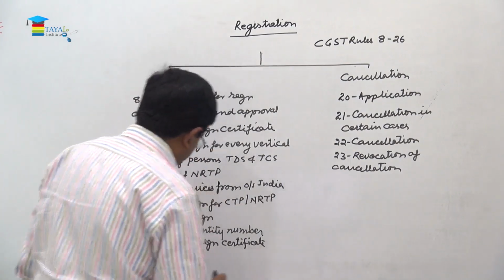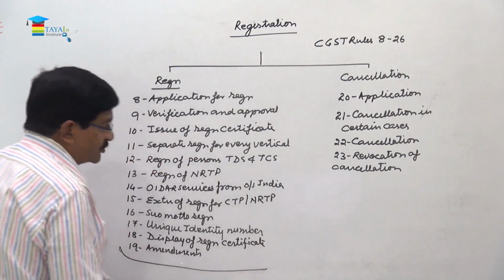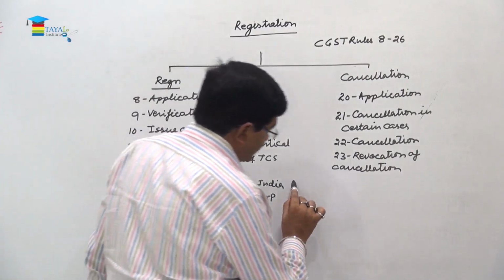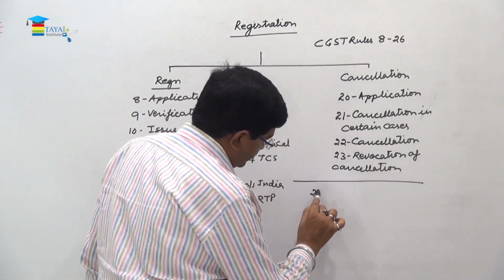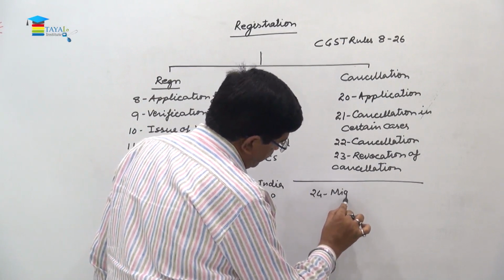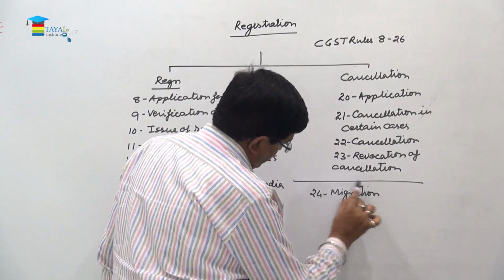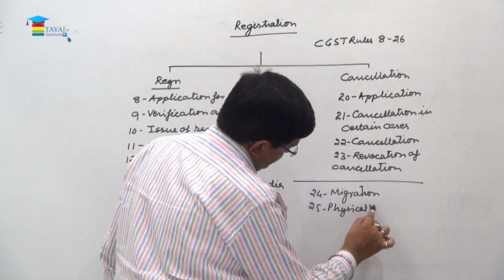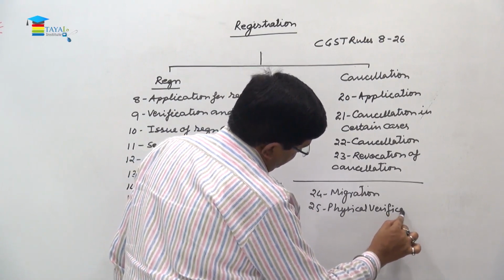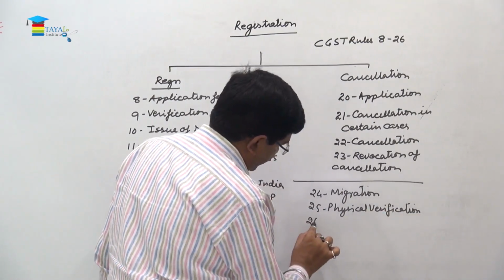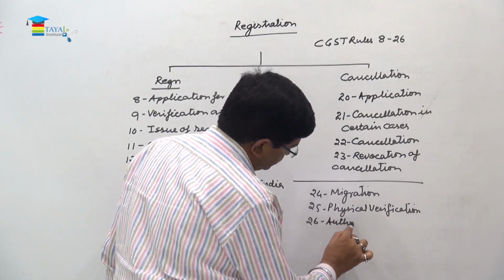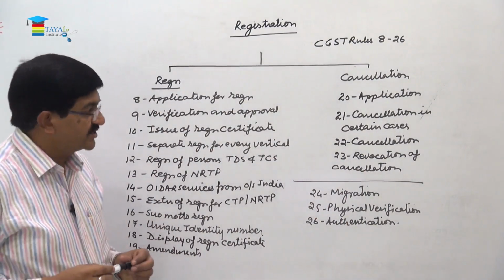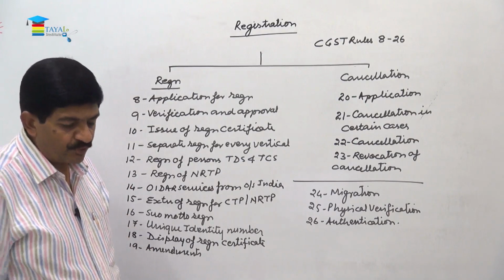So those also we can add. Actually those are required to be added after the closure, but since the space is less, let me write those things here. So rule number 24, this is regarding migration. Rule number 25, this is physical verification. And rule number 26, this is about authentication. Okay, so this chart is complete list of all the provisions applicable.